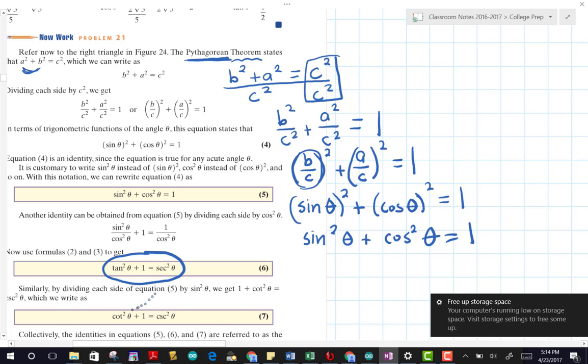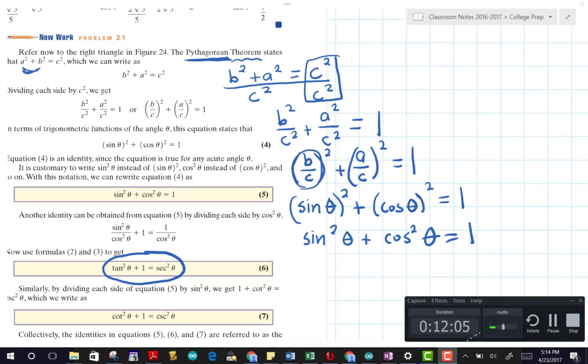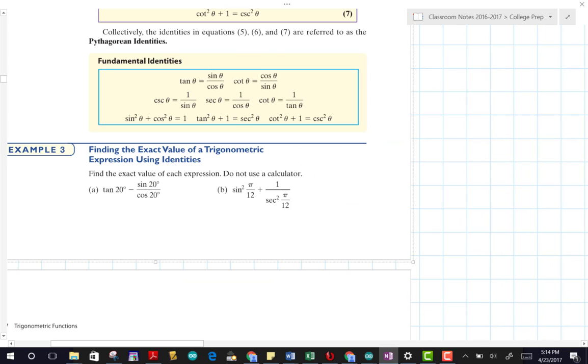So if you look at example A right here, we've got the tangent of 20 minus the sine of 20 over the cosine of 20. And the problem wants us to find an exact value, which means it doesn't want us to use our calculator. Hopefully you recognize that sine over cosine is tangent. So the sine of a 20-degree angle over the cosine of the 20-degree angle is just equal to the tangent of 20. So I've got the tangent of 20 degrees minus the tangent of 20 degrees, which is 0.